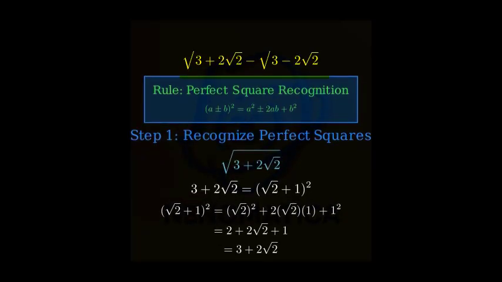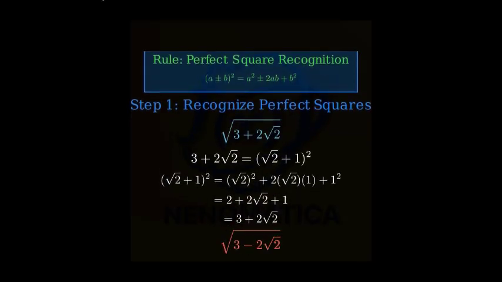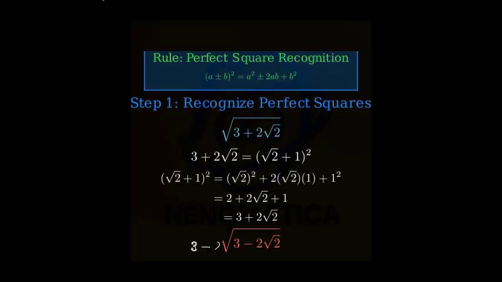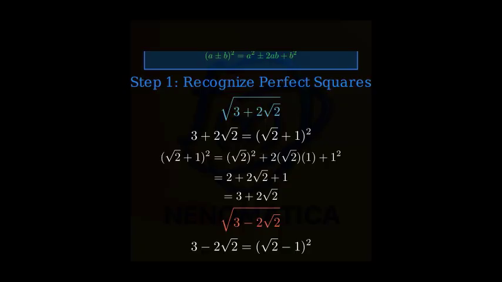This gives us 2 plus 2 times square root of 2 plus 1, which simplifies to 3 plus 2 times square root of 2. Similarly, for the second term, square root of 3 minus 2 times square root of 2, we can recognize it as square root of 2 minus 1 squared.